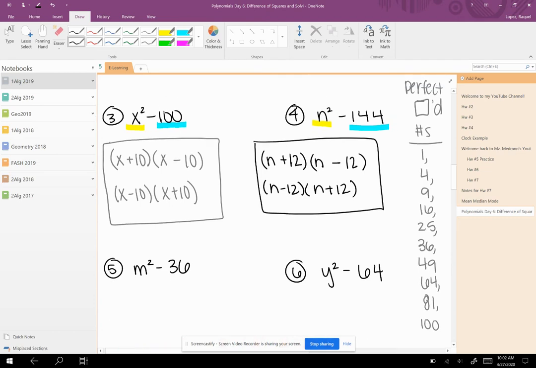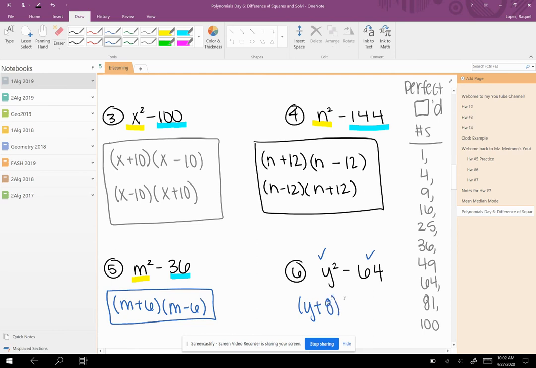Let's go ahead and do the next two. So m squared is a perfect squared term. 36 is a perfect squared term. And so we can factor this as m plus 6 and m minus 6. Okay, last one. Y squared is a perfect squared term and 64 is a perfect squared term. So our factors here are going to be y plus 8 and y minus 8. And those are our factors.